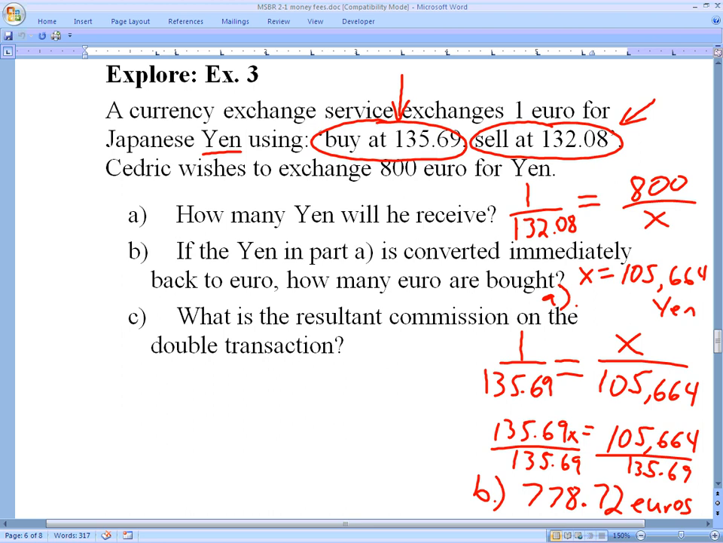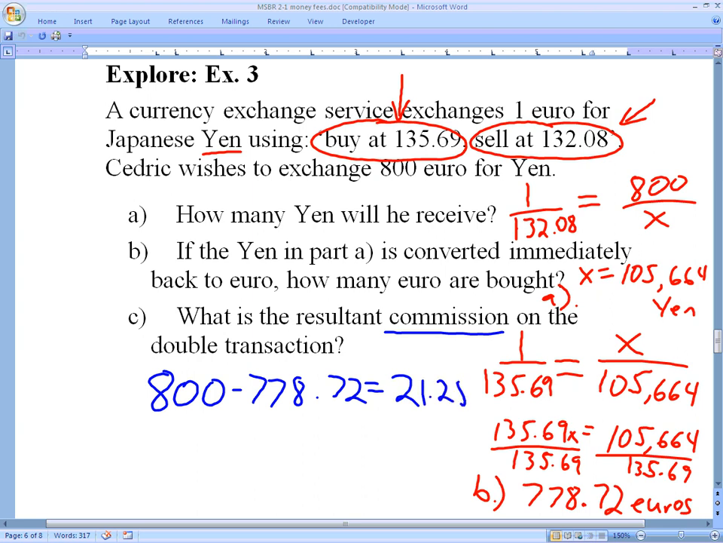Finally, part C. What is the resultant commission on the double transaction? So two transactions. We started with euros, turned it to yen. And the second transaction was we took the yen back into euros. What's the commission? How much did they make for this exchange? So we take what we started with, which was 800 euros. We subtract what we finished with, which was 778.72. Subtract those, and we get 21.28. And again, that would be euros, not dollars. That's part C.